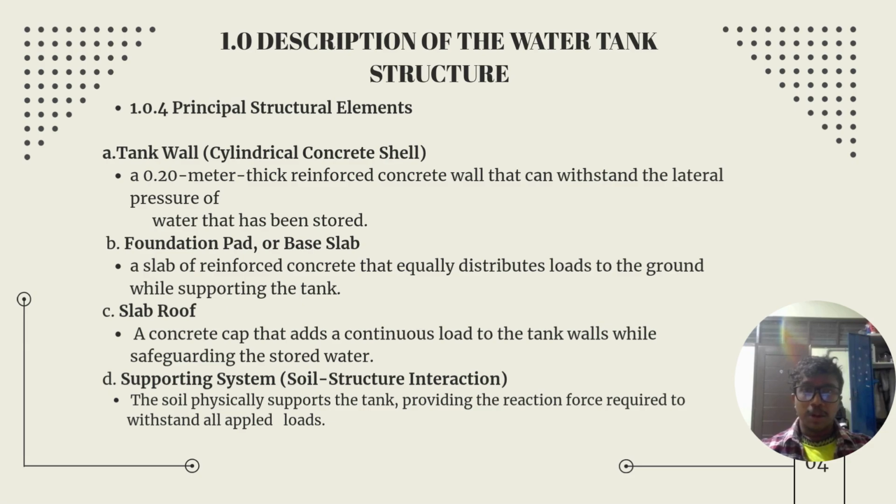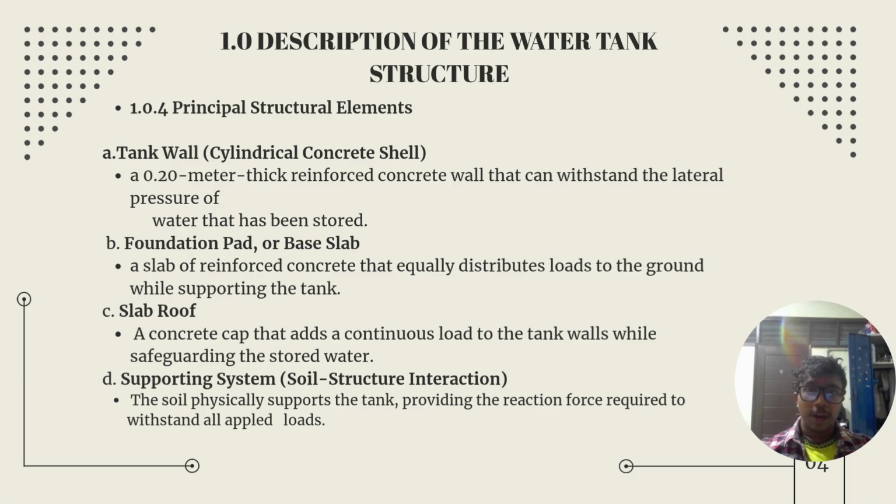Now I'm going to talk about the principal structural elements of our tank. There are 4 types, which are tank wall, foundation pad, slab roof, and supporting system. For the tank wall, it's a cylindrical concrete shell. The measurement is 0.2 meter thick reinforced concrete wall that can withstand the lateral pressure of the water that has been stored in the tank.